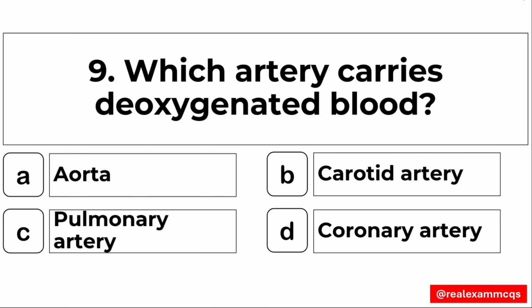Question 9. Which artery carries deoxygenated blood? There is only one artery, and that is the pulmonary artery. Option number C.